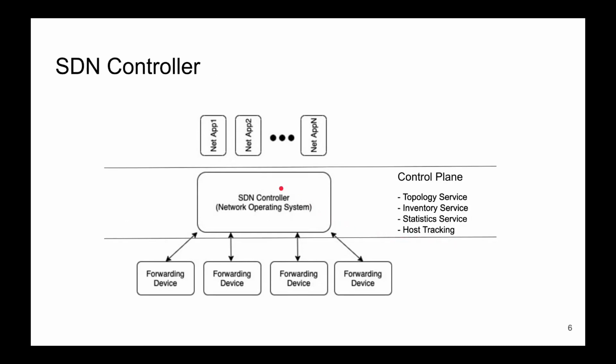The controller typically runs with some core services, including topology service, inventory service, statistics service, and host tracker. Topology service determines how forwarding devices are connected to one another and builds a topology graph. Inventory service is used to track all SDN-enabled devices and record basic information about them. Statistics service reads counter information from forwarding devices, like traffic counters and flow tables. Host tracker will discover where the IP addresses and MAC addresses of hosts are located on the network.